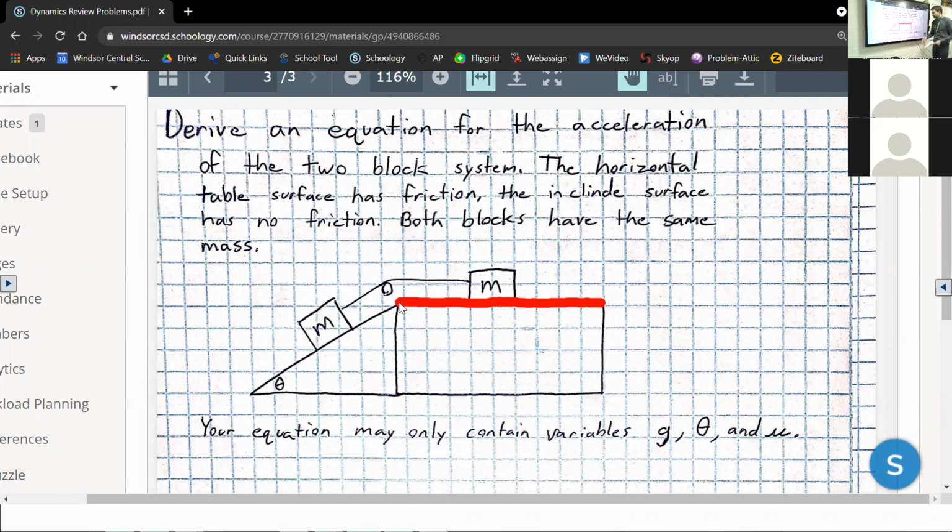And I want you to derive an equation. I want you to come up with some kind of equation that's equal to the acceleration of these two blocks moving together. And the rule is your equation can only have 3 letters in it: the angle, the coefficient of friction, and g. I don't want to see any m's. I don't want to see anything else. And the main thing I'm giving you is where the friction is, and I'm informing you both blocks have the same mass. So make that equation for me.